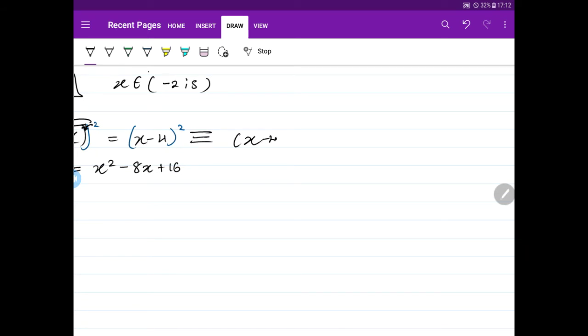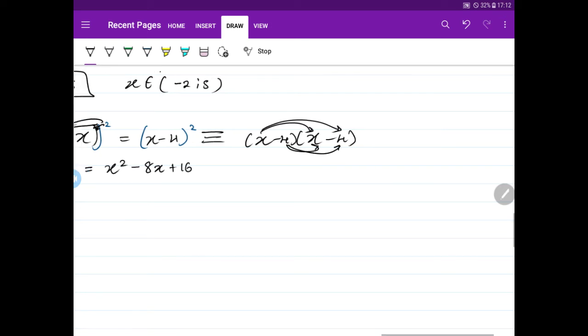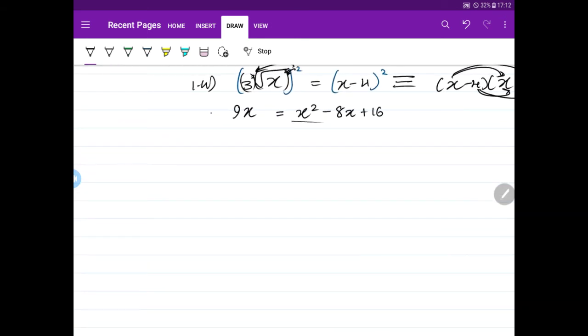x minus 4 into x minus 4. That's perfectly reasonable. I just want to use FOIL. If you're comfortable doing that, no problem. Just use that, right? Whatever works, as long as you get it down to this eventually.